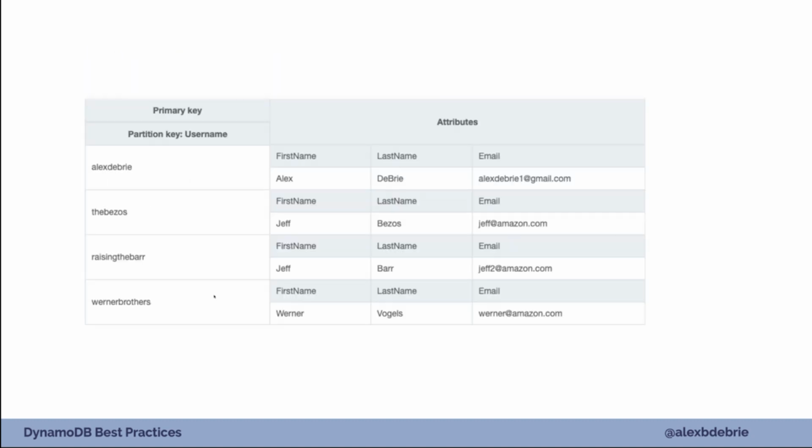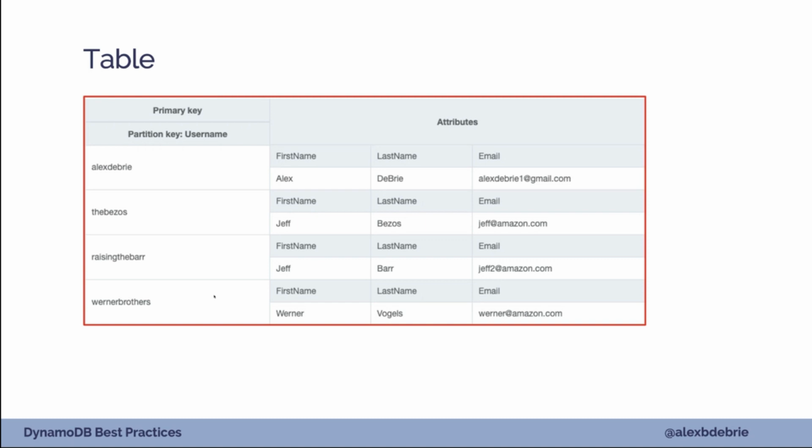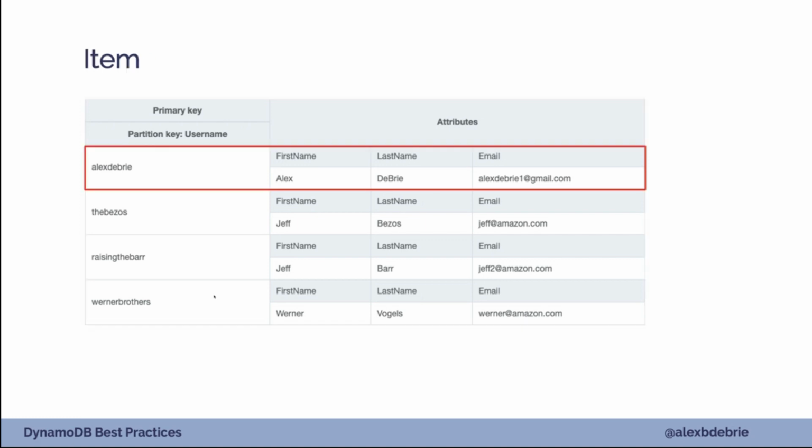So first of all, here's our table. We have four different users in it. We have myself, Alex DeBrie, and we have a bunch of folks associated with Amazon, like Jeff Bezos, Jeff Barr, CTO Werner Vogels, things like that. All this data together, that's going to be called a table. So it's going to be similar in some ways to a table in a relational database. It's going to be different in some ways too, we'll get to later on. But basically, a collection of all that data is your table. Also similar to a collection in MongoDB, if you're more familiar with Mongo.